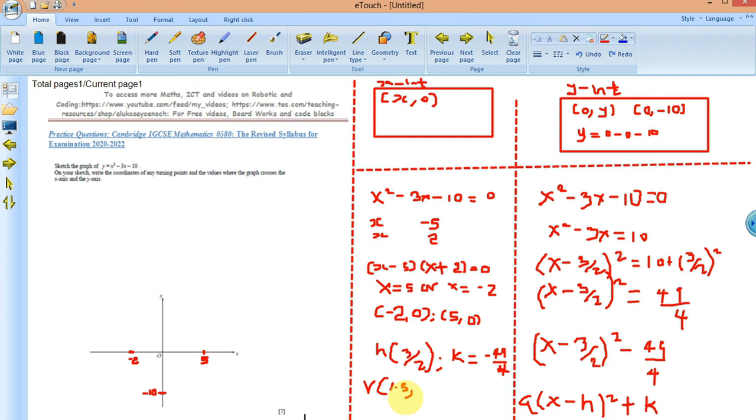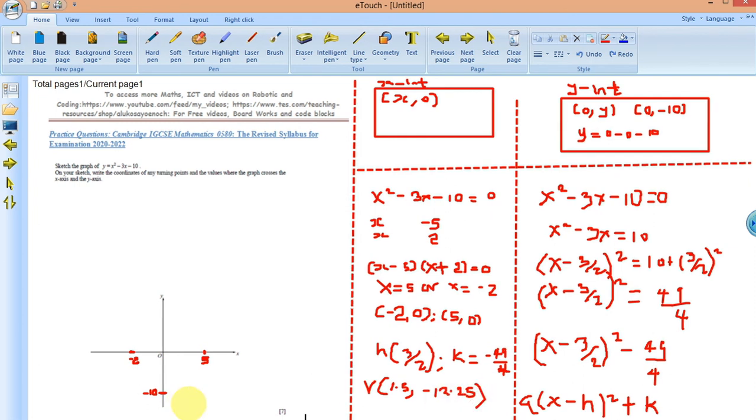So comma minus 12.25. Okay, so now the vertex. Let me just put the vertex here. 1.5 should be somewhere around here, so this is 3 over 2. Let me put 1.5 here. Then I also need 12.25. Let me put my 12.25 somewhere around here.